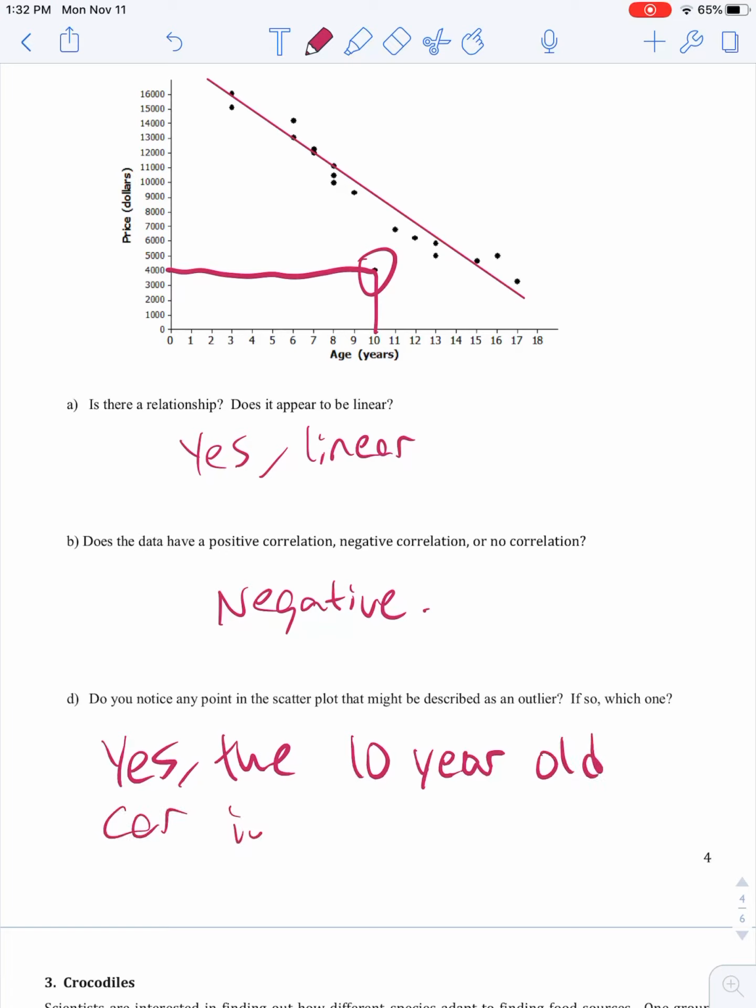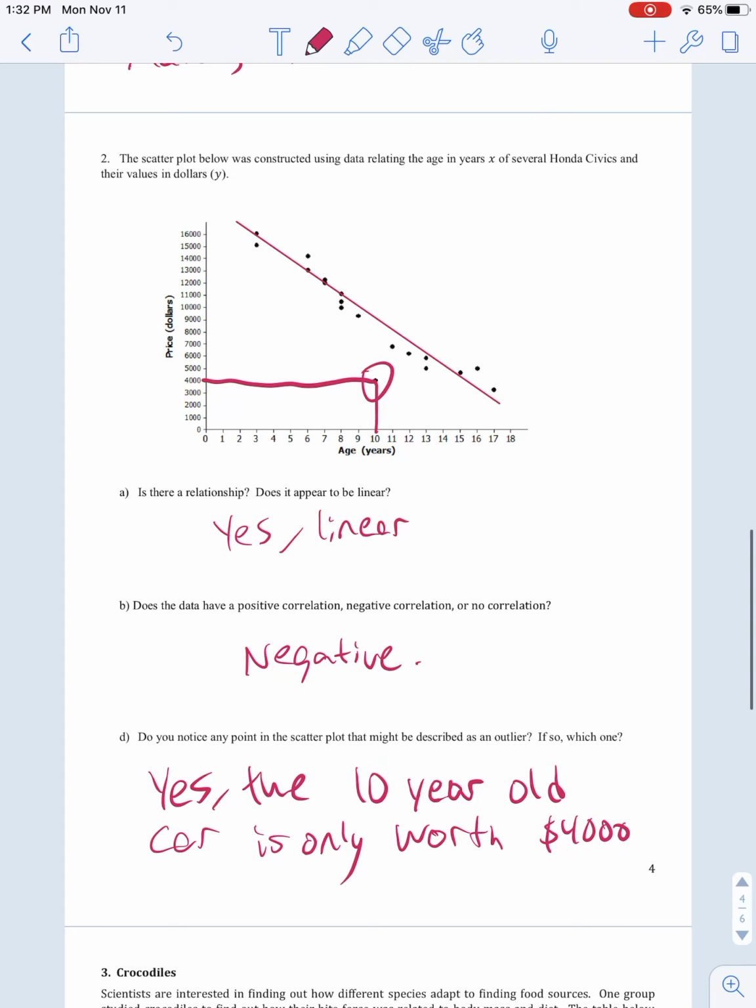The 10-year-old car is only worth $4,000. But that might not necessarily be about age. That might be a car that just got really poor care, or somebody was just willing to part with their car for a lot less for whatever reason. So just because there's one outlier doesn't mean that the relationship in general isn't true.